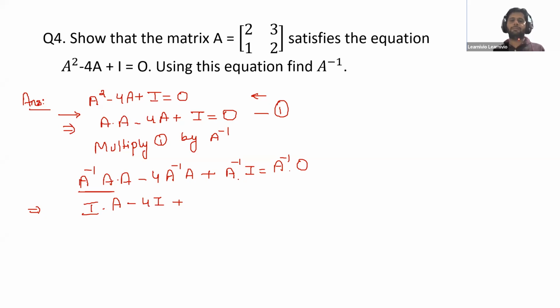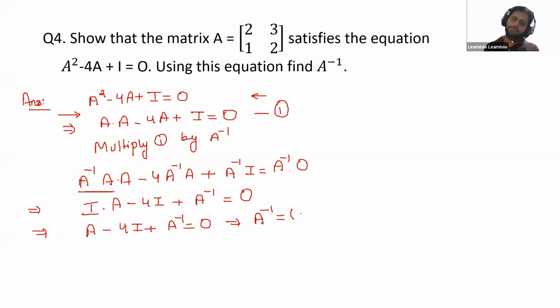Always remember, if you are multiplying any matrix with identity, you will get the same matrix. So A inverse into I is A inverse is equal to null matrix. Now, I into A is A minus 4I plus A inverse is equal to null matrix. Now we need the value of A inverse, so we will shift all the terms to the right side. So A inverse is equal to null matrix. Shift this, this becomes minus A, and this becomes plus 4I. Now put the value and find the value of A inverse.